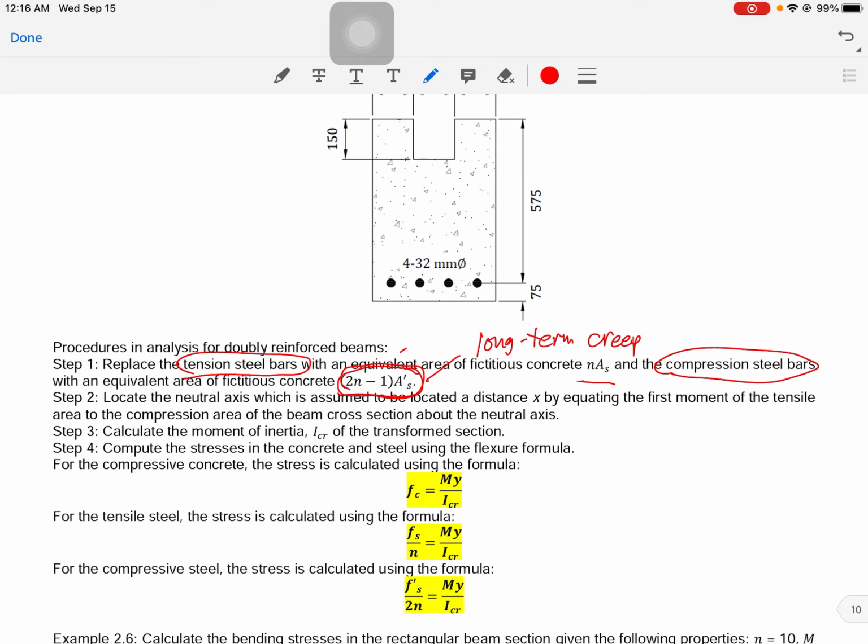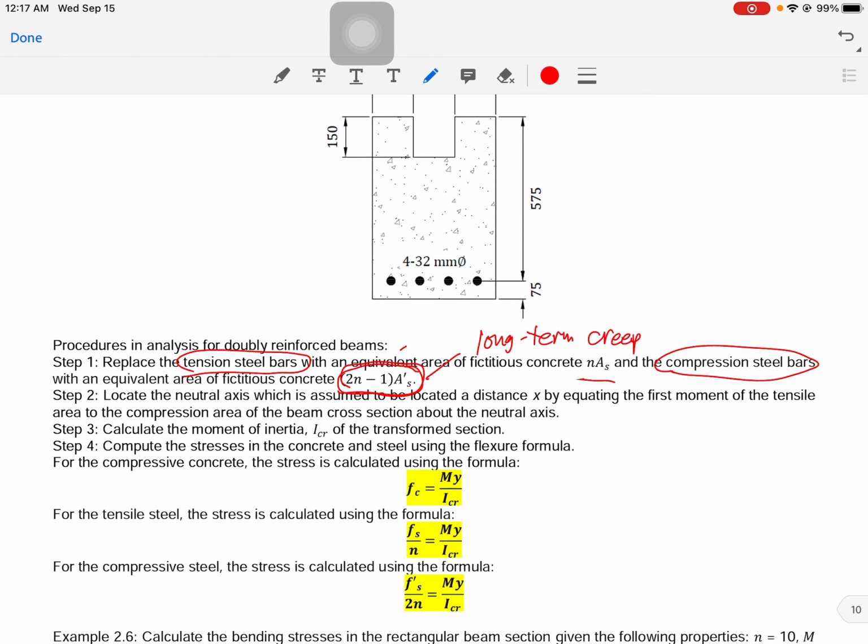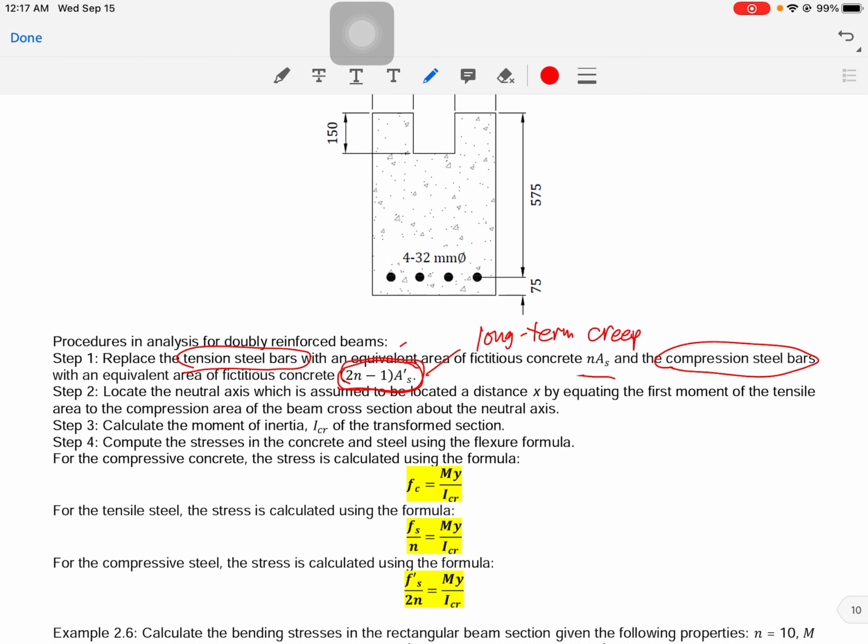compression bar, since as time goes by, when creep occurs, the concrete will start to loosen some of its strength, and it allows the compression steel bar to carry more of the load. So that is the reason why there's 2n there, then minus As prime. Technically, guys, that is 2n As prime. Then we have to subtract the area of holes.